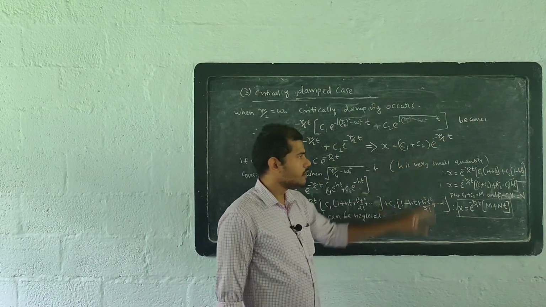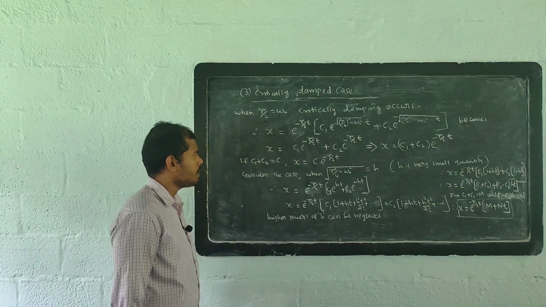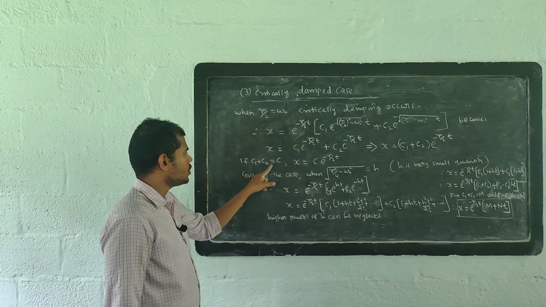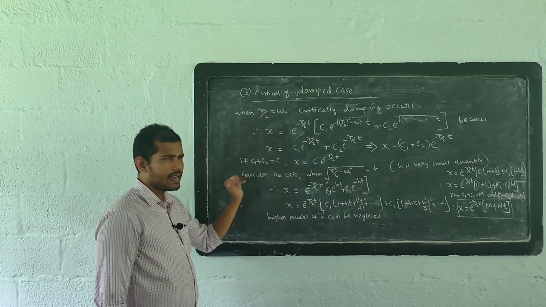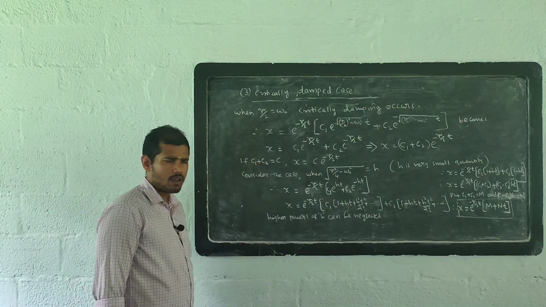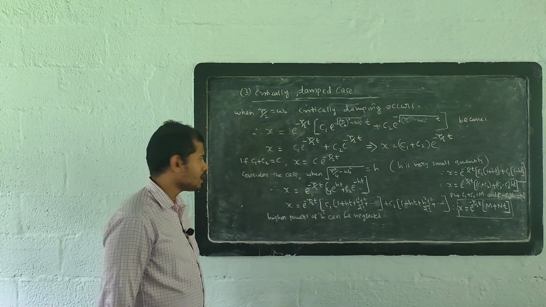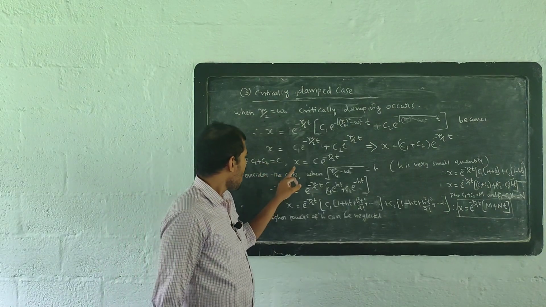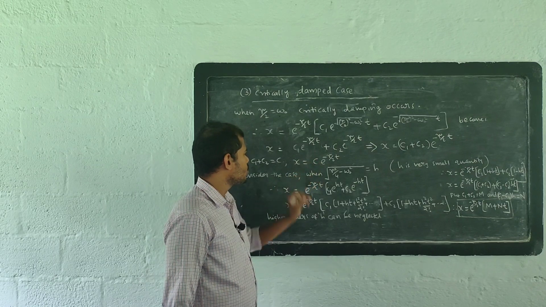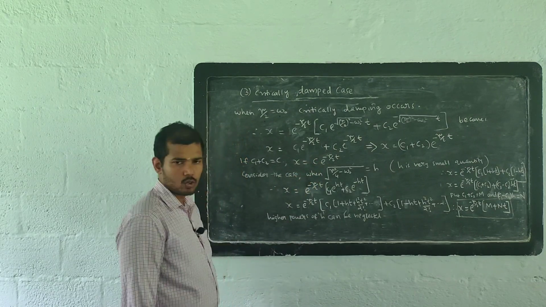Therefore, x is equal to c1 plus c2 e raised to minus gamma by 2 t. Let c1 plus c2 be equal to c. c1 and c2 are constants, so their sum will also be a constant. Let c be that constant. Therefore, c1 plus c2 is equal to c. So our expression becomes x is equal to c e raised to minus gamma by 2 t.